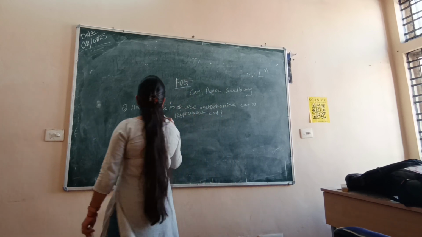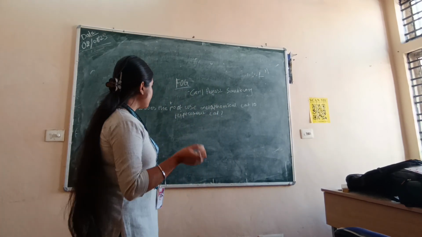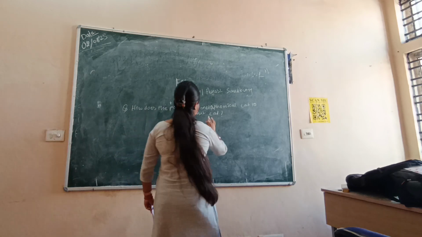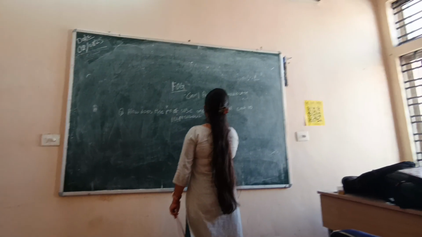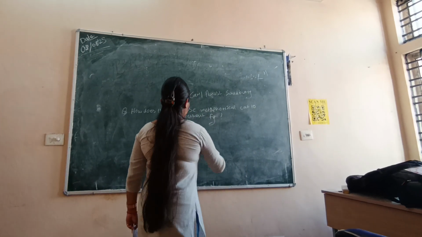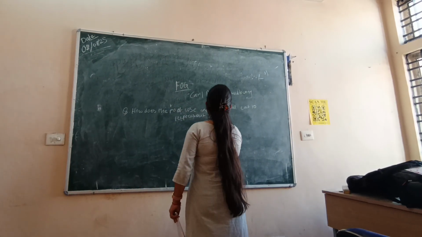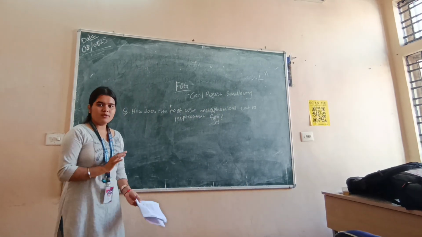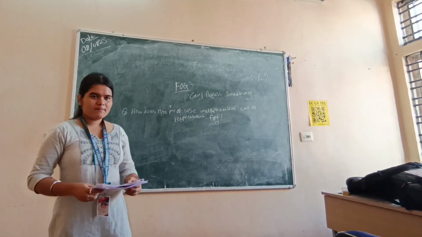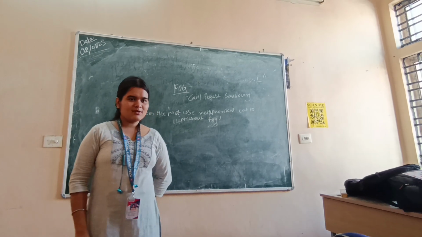So the question is, how does the poet use the metaphorical cat to represent fog? How does the poet use the metaphorical cat to represent fog? First of all, you write the meaning of metaphor. Okay? Do you know the meaning of metaphor?